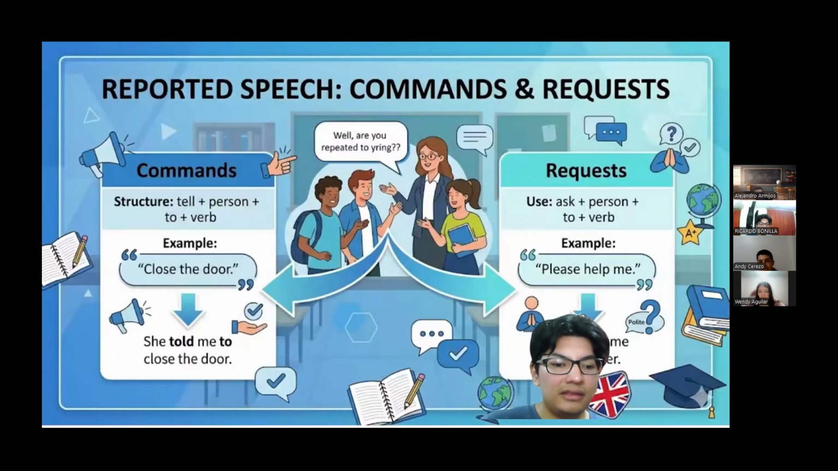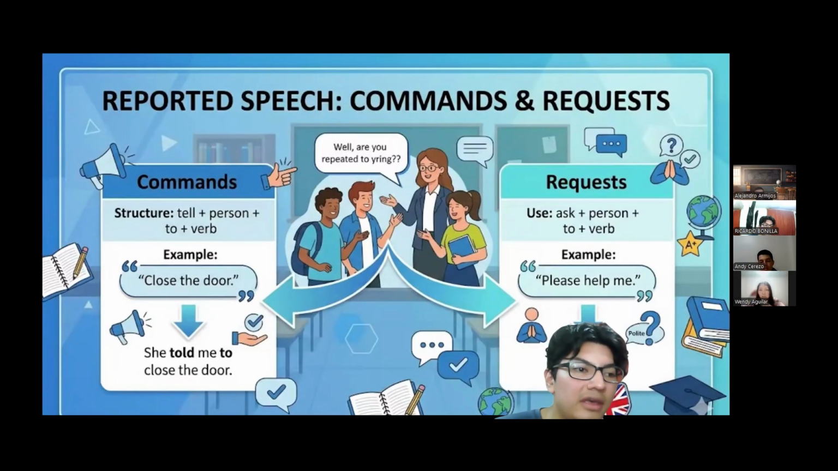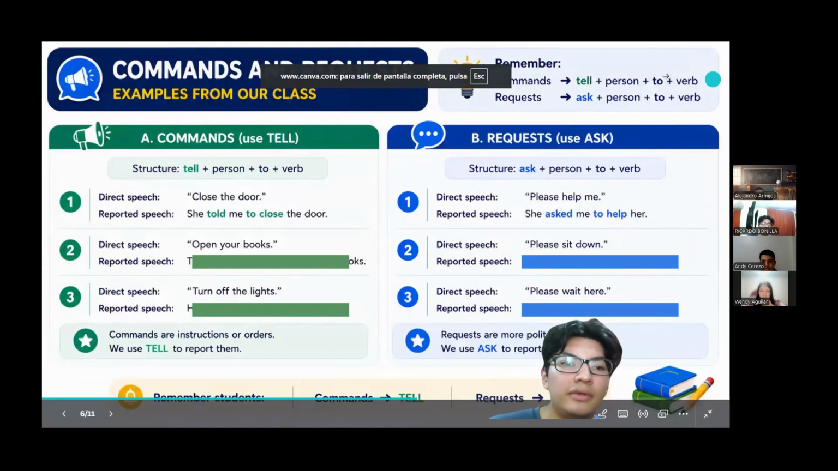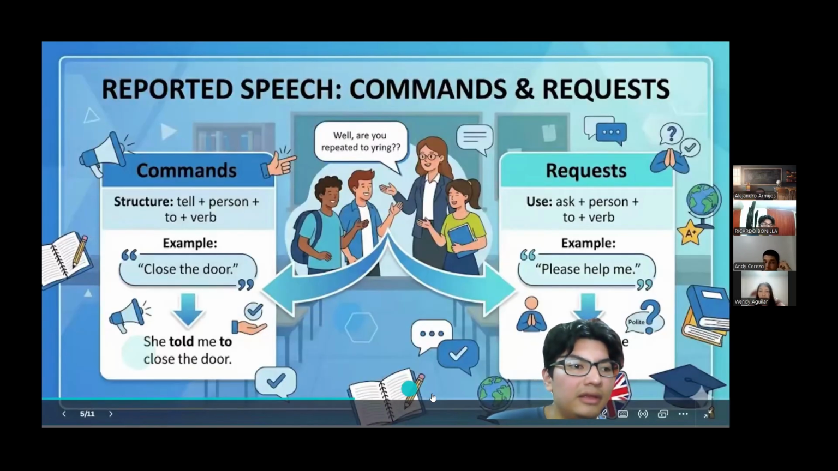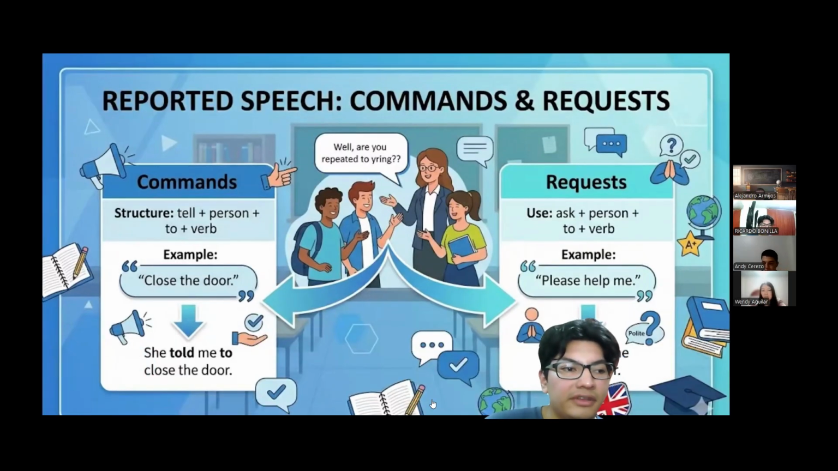Now let's continue with commands and requests. Commands are instructions or orders, and use tell plus person plus to plus verb. And request is ask plus person plus to plus verb. This structure is important. We do not keep the original order. We change it.